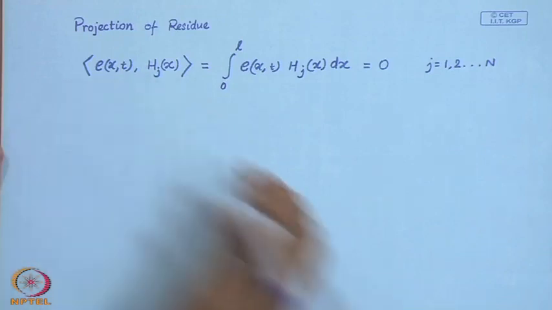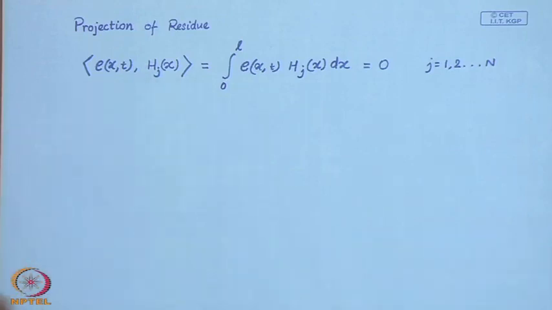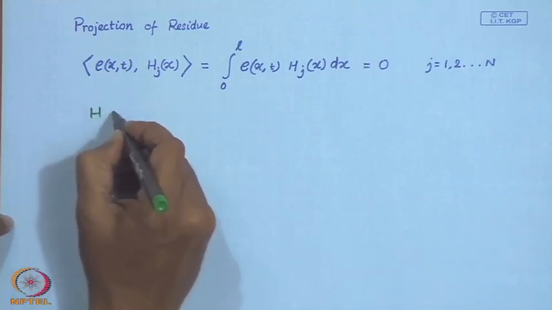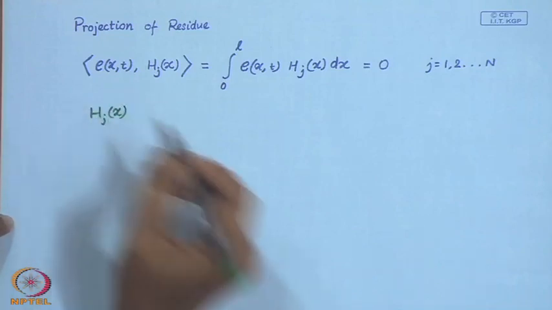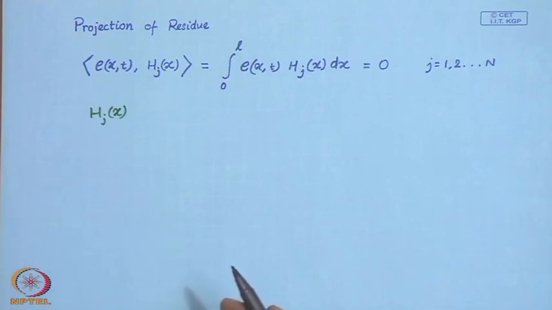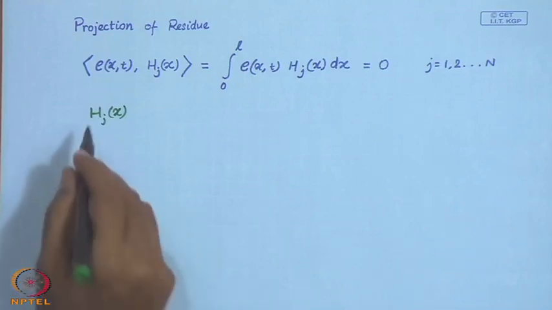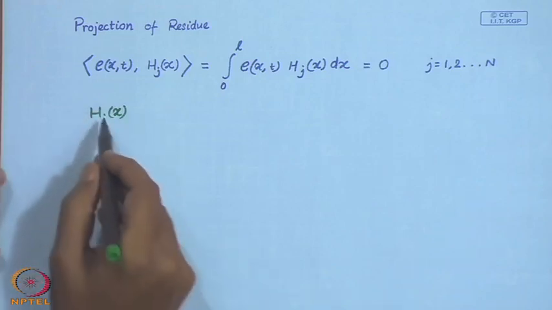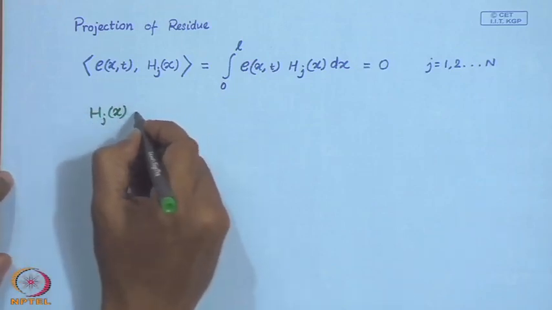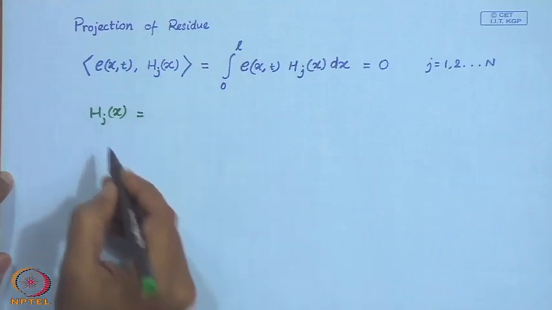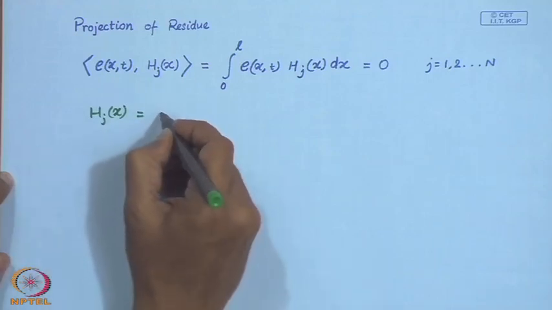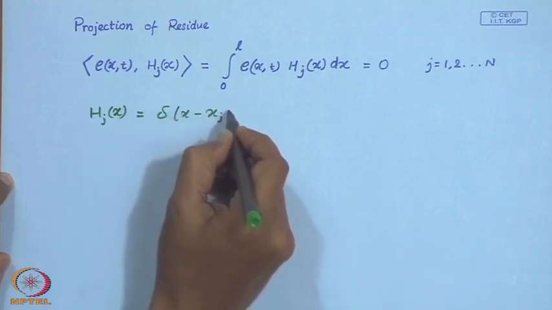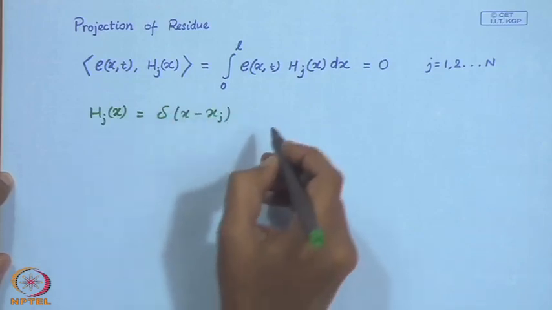Now, this choice of these functions h decides the method. So, what are the different ways of choosing these functions on which we project? The simplest choice is this Dirac delta function.